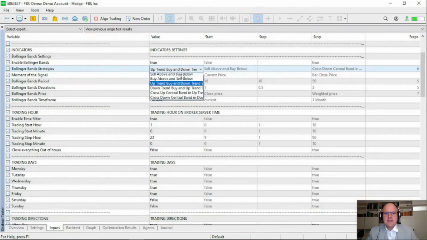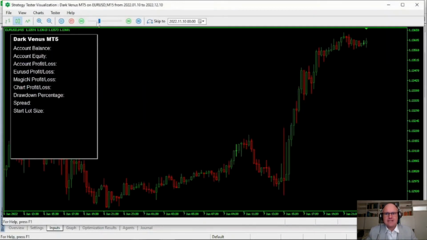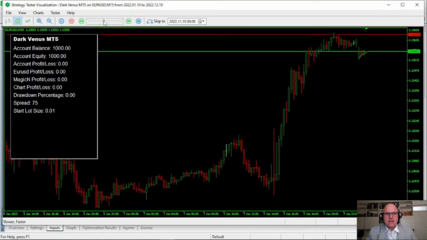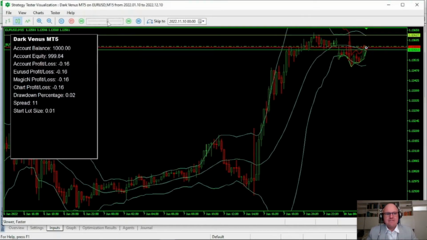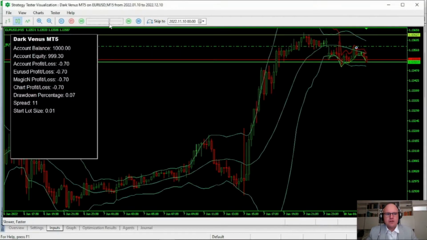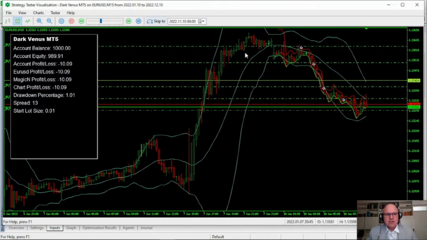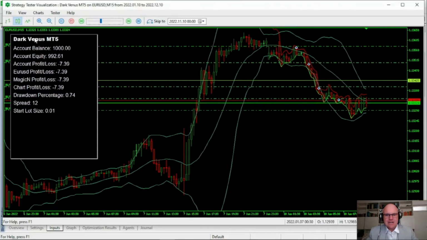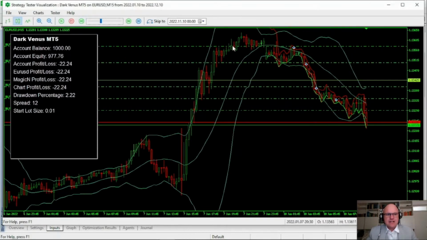Our next strategy is the opposite, which is the downtrend buy and uptrend sell. The only difference between the two strategies is that this is an inverse strategy again. So where we previously placed a sell order, with the same criteria, now we place a buy order. So this is a counter trend strategy. You will see as price moved against us, we continued placing buy orders.